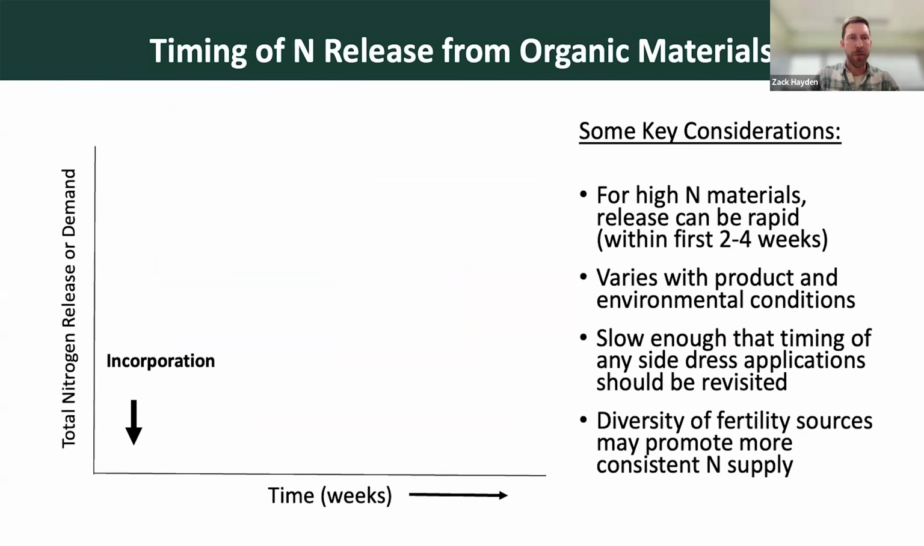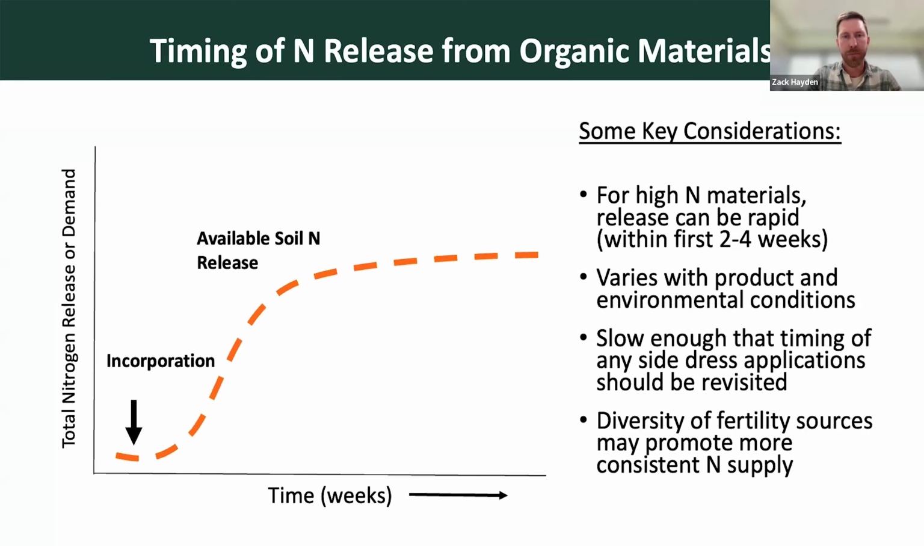All right, the next thing we think about is timing of release. So a couple key points for timing from organic materials. Let's say you incorporate one of these high nitrogen organic materials. Release from those materials is going to be slower than a synthetic fertilizer. These are organic sources, but some of it can be actually quite rapid.